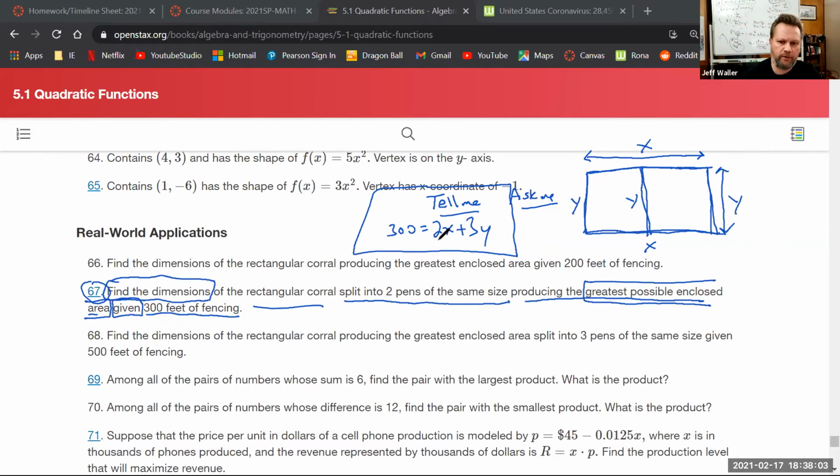Do you guys remember the perimeter is 2x plus 2y, right? So most of you guys know it's 2L plus 2W. So why is one of them 3? Because I got the extra one down the middle.